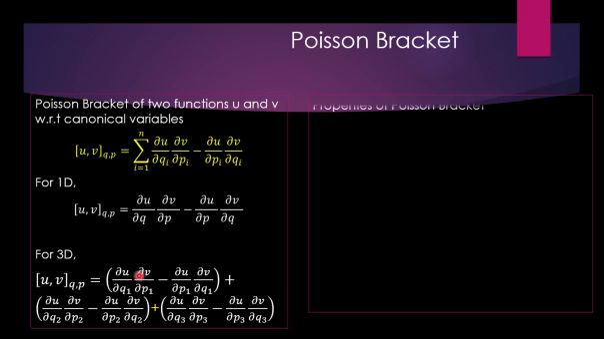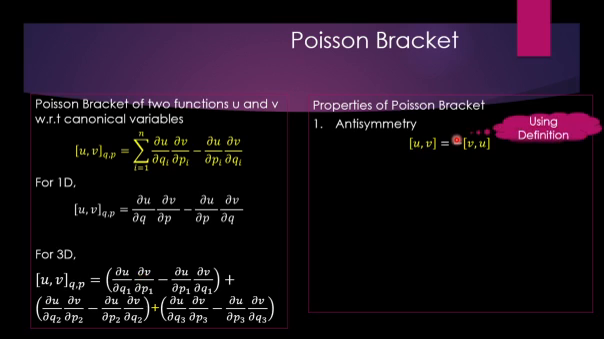Now let us see what are the properties of Poisson bracket. The first property is it obeys antisymmetric property. Antisymmetry means if you reverse the order of the Poisson bracket, then you will get a negative sign. And this can be easily proved using the definition. You just have to apply the definition of Poisson bracket onto the right hand side, and the left hand side you already know. So then you can see that it is just the negative of the other.